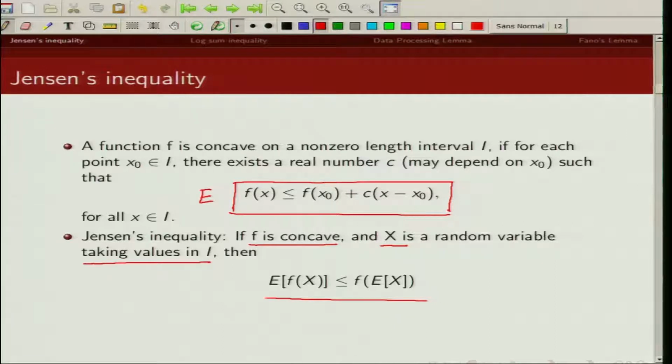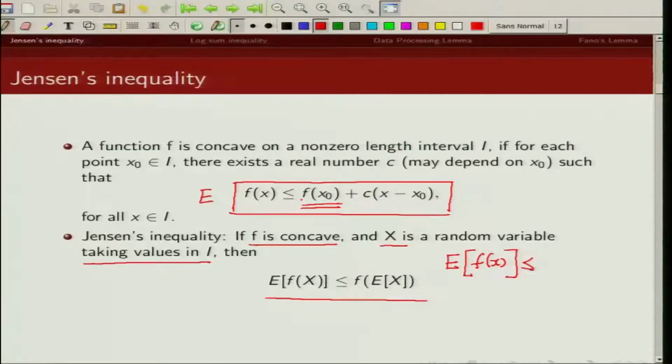If I take expectation on both sides, what do I get? The expected value of f of x is less than or equal to the expected value of f of x naught. Now what is f of x naught? X naught is a number in the interval over which this function is concave. So the expected value is f of x naught plus c times the expected value of x minus x naught. Now if I choose my point x naught such that x naught is the expected value of x, which is possible because x naught belongs to the interval over which this function is concave, I can choose my x naught such that x naught is the expected value of x.